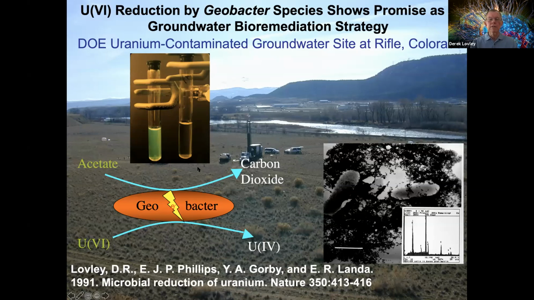This is a Department of Energy study site in Colorado. There's uranium contamination in the groundwater all throughout here. It's moving towards the Colorado River, but you can prevent its migration just by simply pumping acetate, which is a great food for Geobacter, into the subsurface. So it precipitates out the uranium, as shown here, and prevents its further mobility.